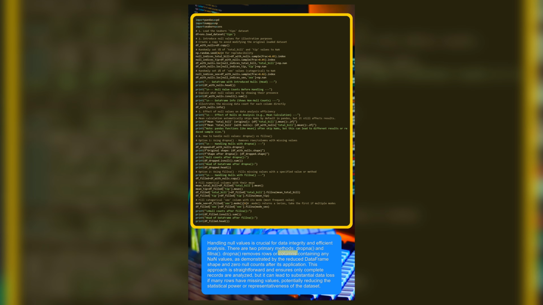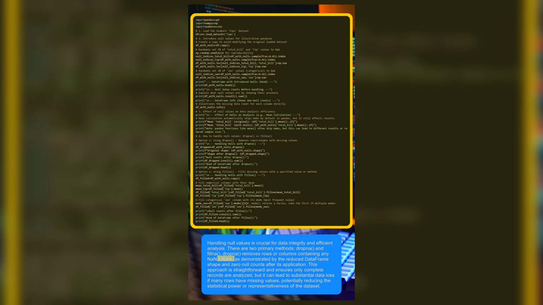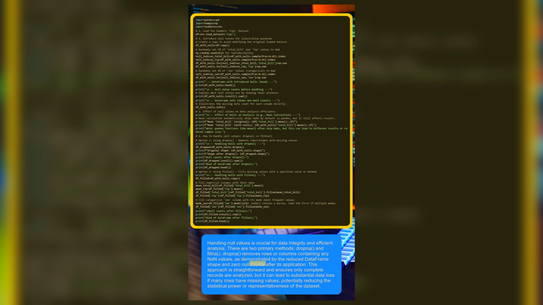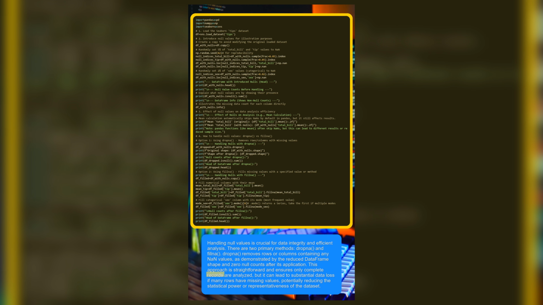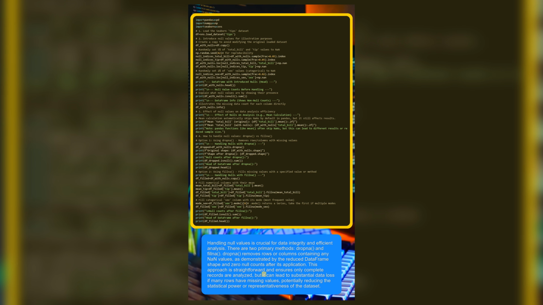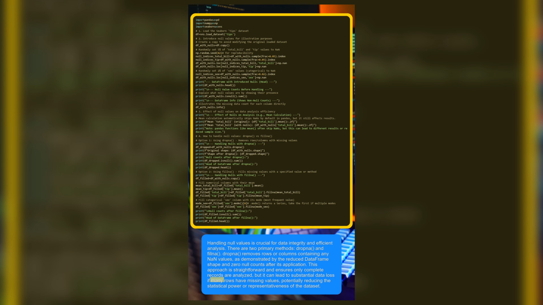Dropna removes rows or columns containing any NaN values, as demonstrated by the reduced data frame shape and zero null counts after its application. This approach is straightforward and ensures only complete records are analyzed, but it can lead to substantial data loss if many rows have missing values, potentially reducing the statistical power or representativeness of the dataset.